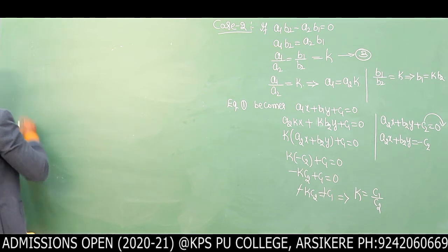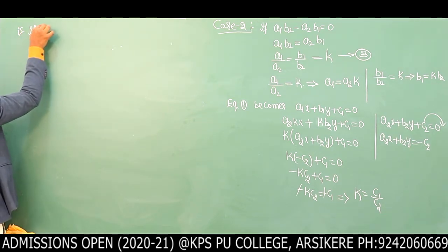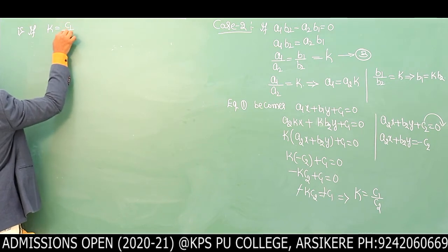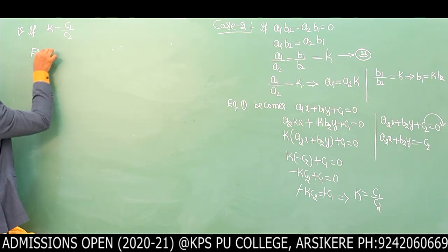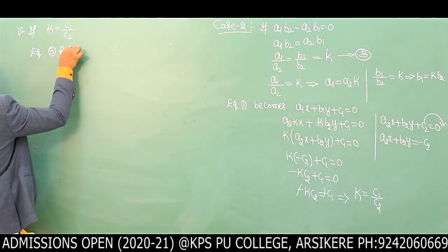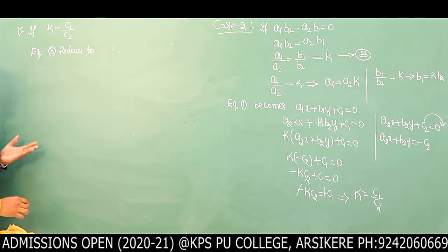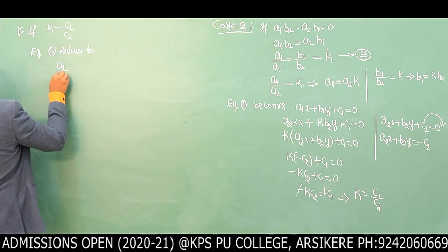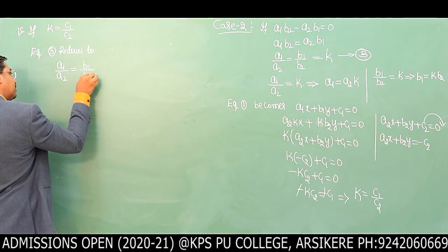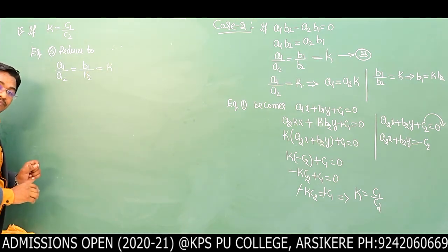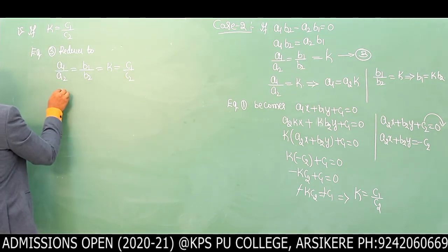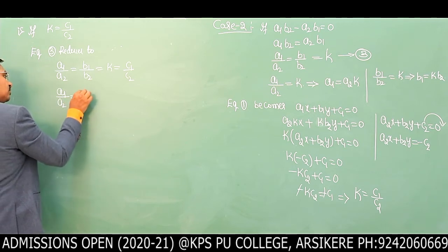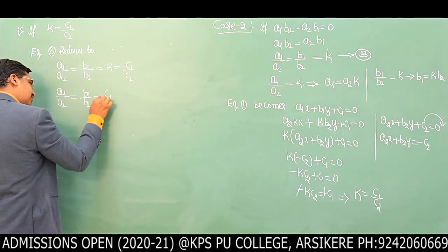Look here, the first point: if k is equal to c1 by c2, what is the k value? It is c1 by c2. Equation 3 reduces to, look, first we have a1 by a2 is equal to b1 by b2 is equal to k. So what can we replace k with? We can write it as c1 by c2, which implies a1 by a2 is equal to b1 by b2 is equal to, very good, c1 by c2.